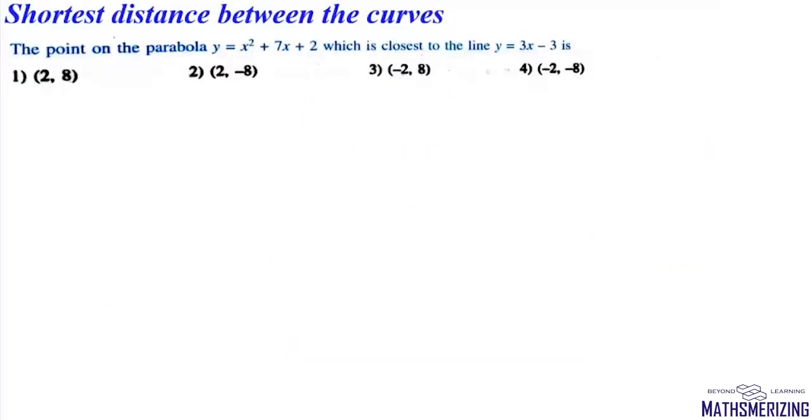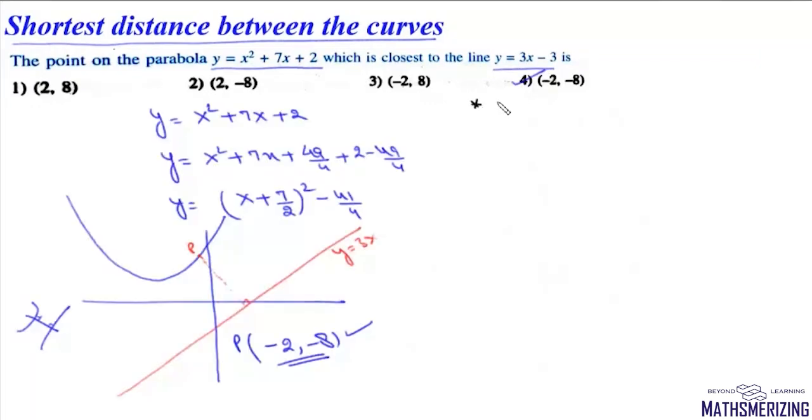In this video, we'll be discussing the shortest distance between two curves. There'll be many problems in coordinate geometry where you'll be given two curves or maybe a point and a curve, and you're supposed to find the shortest distance between them. Say for example, the point on the parabola y equals x square plus 7x plus 2 which is closest to the line y equals 3x minus 3. So we need to find a point on this parabola which is closest to this line using conditions of normal.